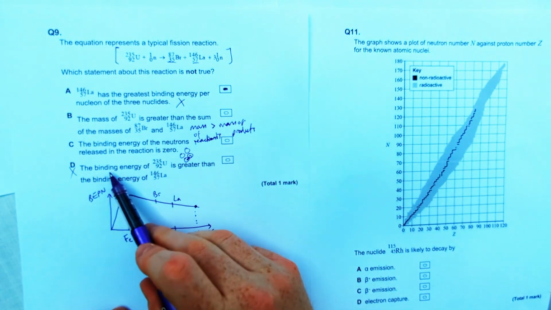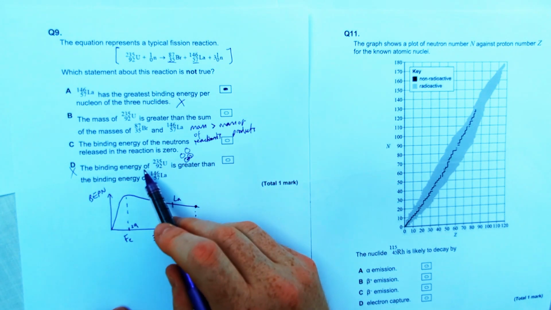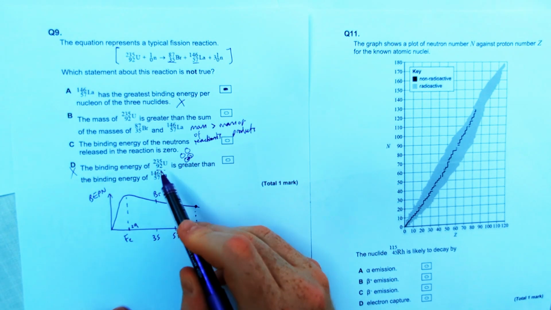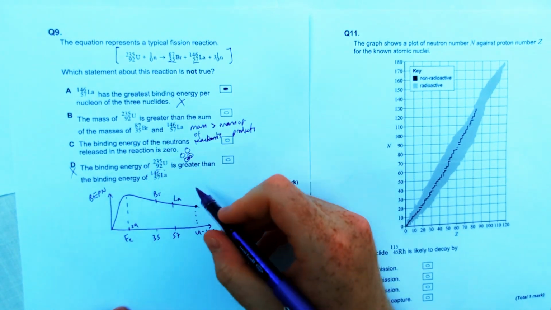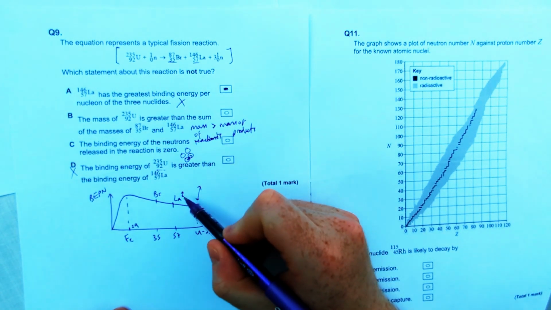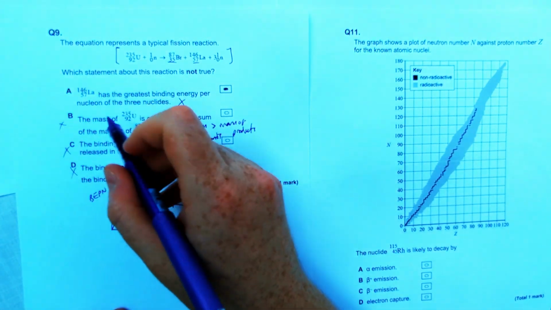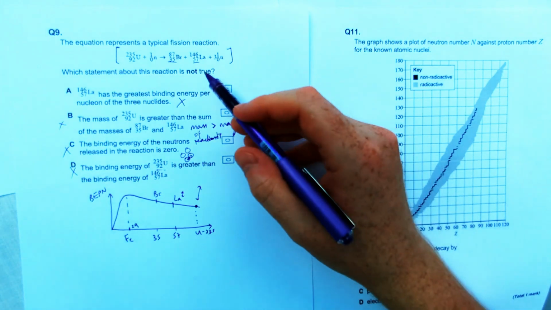Option D doesn't say binding energy per nucleon, it says binding energy. So if you were to multiply the binding energy per nucleon of uranium by 92, you would definitely have a higher overall binding energy than our material here. So this one is also a true statement. These are all true, so therefore A has to be the correct answer here, because it's not true.